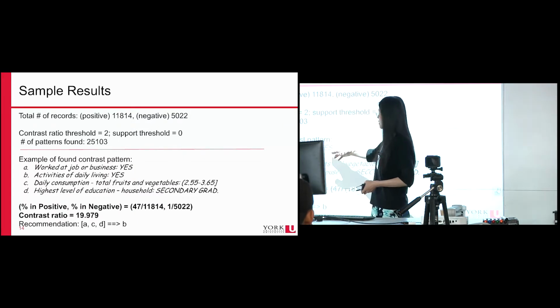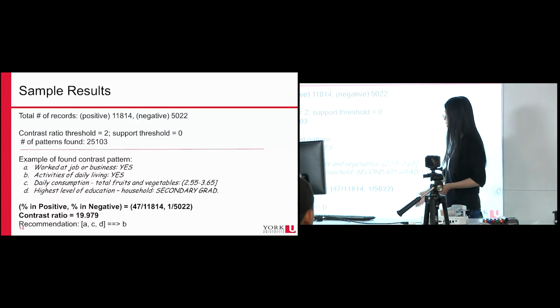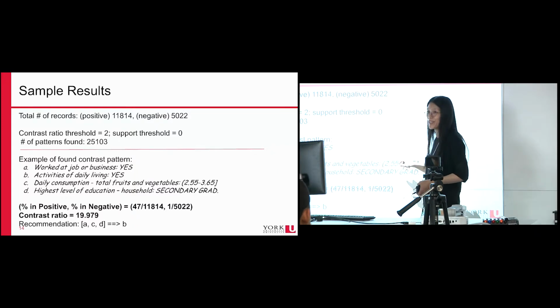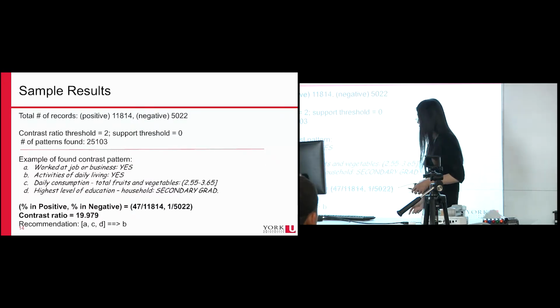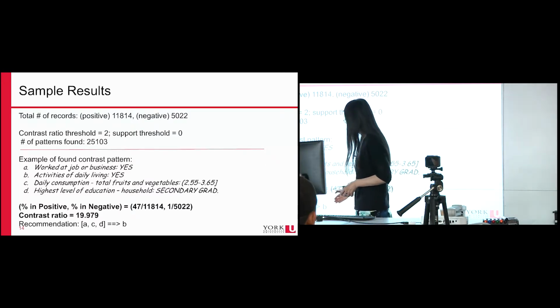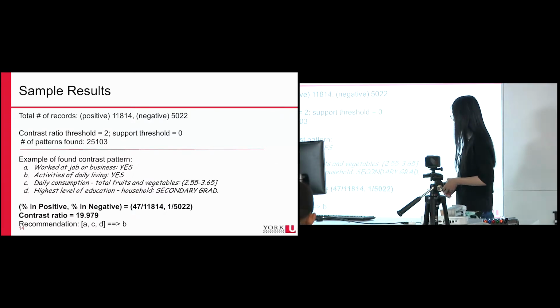If the person has a job and is involved in daily activity, and the daily consumption of food and vegetables is among this value. This value is a real number because we discretized the data. Okay, and also the household's highest level of education is secondary graduate. And this is the pattern.